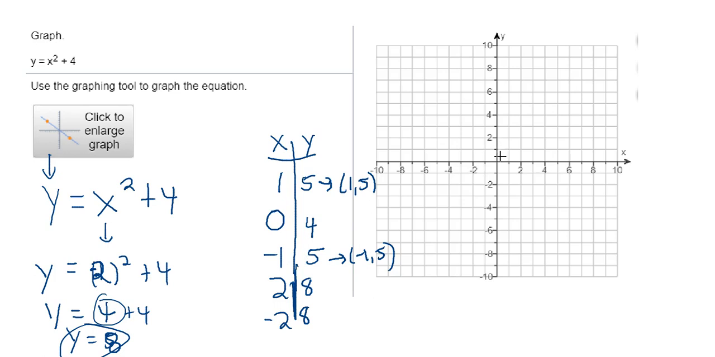So let's go ahead and plot these points. We have 0, 4, which will be this point right here. We have 1, 5, which is this point right here. Again, if you only stop at 2 points, it always looks like a straight line. So it's very dangerous to only find 2 solutions. So let's go ahead and plot this other positive one here. 2, 8 is going to be this point right here.